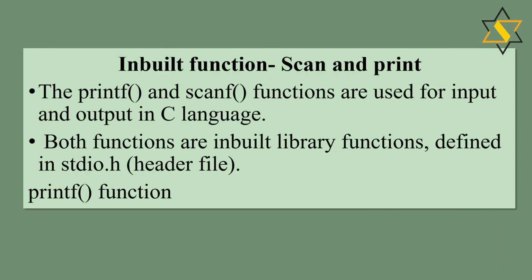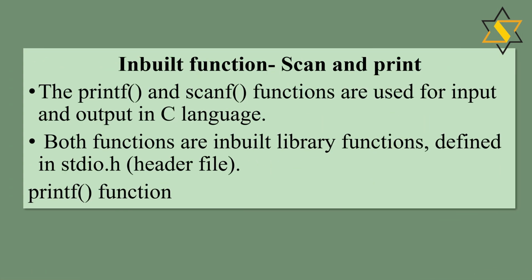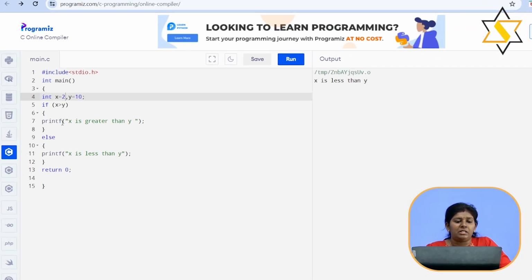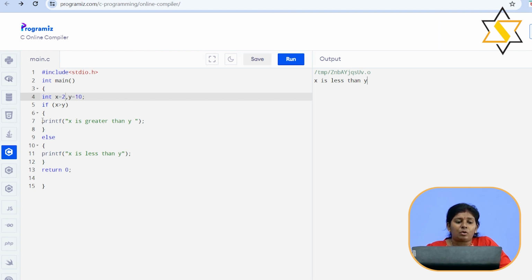Now the next is inbuilt functions. We have already seen the scanf and printf statements. Generally we can say these are inbuilt functions. Why can we say they are inbuilt? Because you can't change the names scanf and printf. Instead of printf, you can't use print or p. You can't. So this is called an inbuilt function, meaning you can't change the function name printf or scanf.